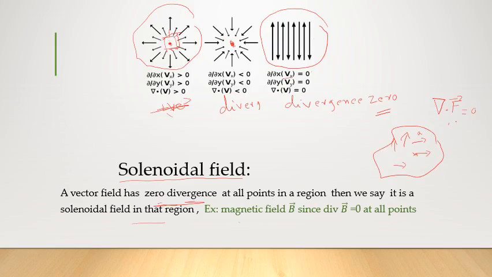A good example is the magnetic field, since we know that divergence of B is 0 at all points. This is the second Maxwell equation. Later you will learn it. Therefore, the magnetic field is always solenoidal.